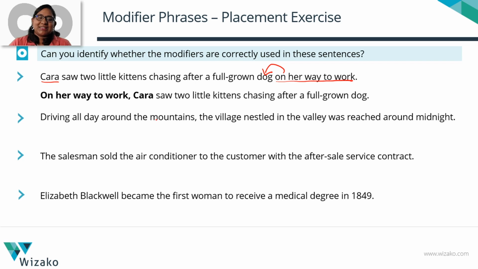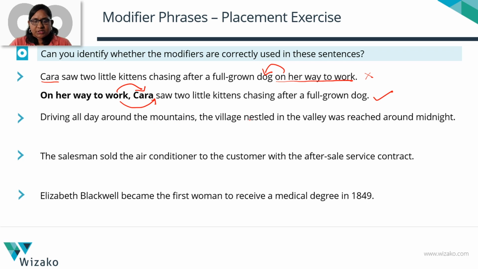So the correct construction has to be: on her way to work, Kara saw 2 little kittens chasing after a full-grown dog. This is not the only correct construction. This is just one of them. You can also put the modifier after Kara and you can say, Kara on her way to work saw 2 little kittens, etc. Right? I'm just giving you one possible way of correcting each of these sentences. But as we discussed, there are multiple possibilities that exist.